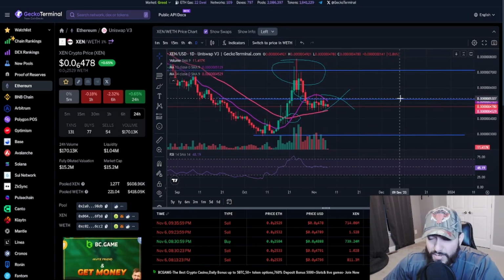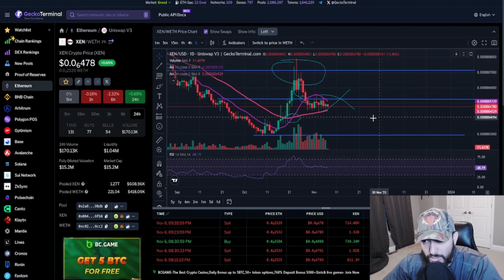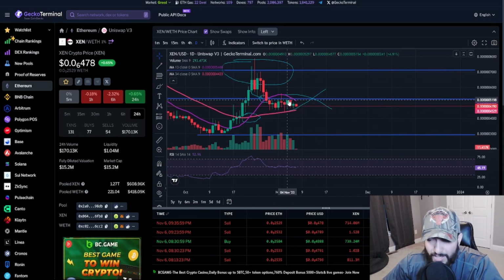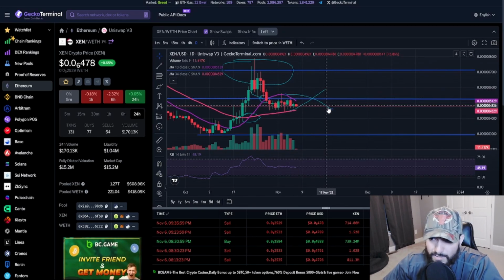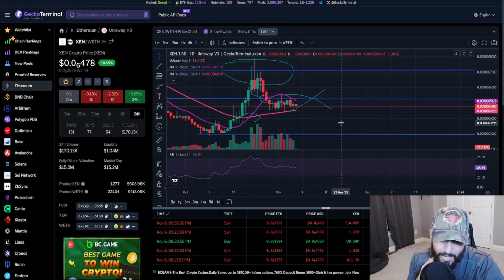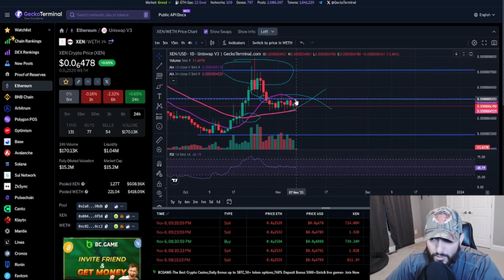All right. So 6 zeros and a 4.7 is where we are in the XEN token price under the ERC20 token. But this does look like we are about to cross. I did these lines a few videos ago, and it looks like it's curling downwards. So that's a bearish sign. I think we touched the resistance line up here, the blue line.